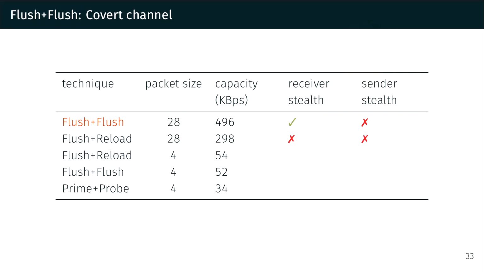We slowed down everything. So Flush+Reload and Flush+Flush are around 50 kilobytes per second now. Prime+Probe is a bit slower because it takes more time to prime and probe, basically. But still, even with this slowdown, only Flush+Flush has its receiver stealthy. And we also managed to have the sender stealthy now. So basically, whether you want a fast covert channel or a stealthy covert channel, Flush+Flush is really great.